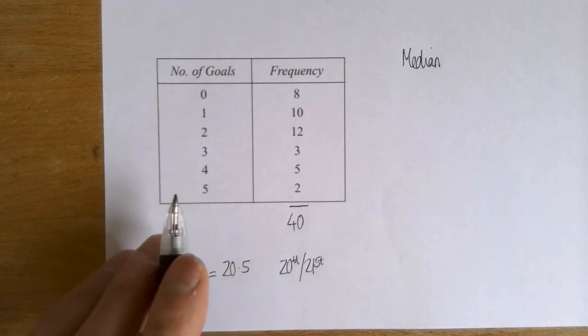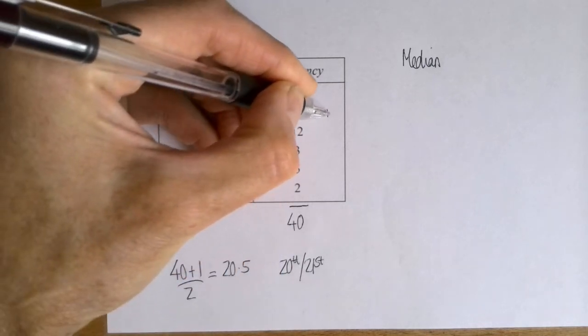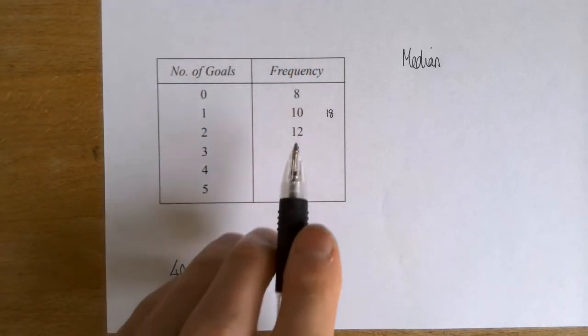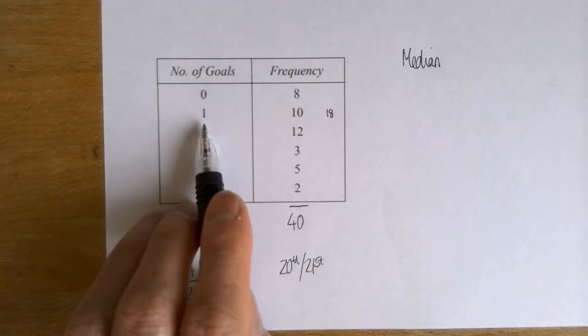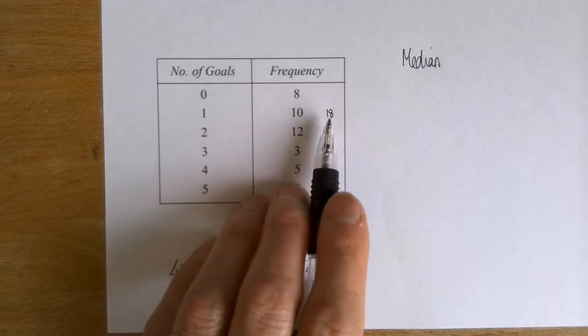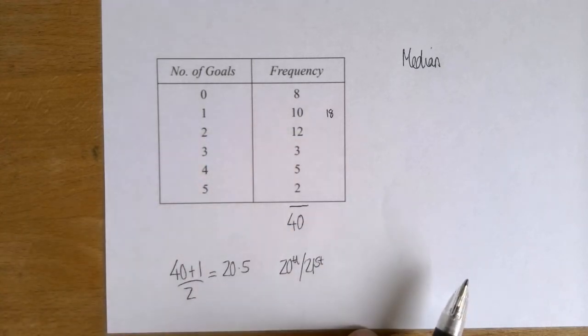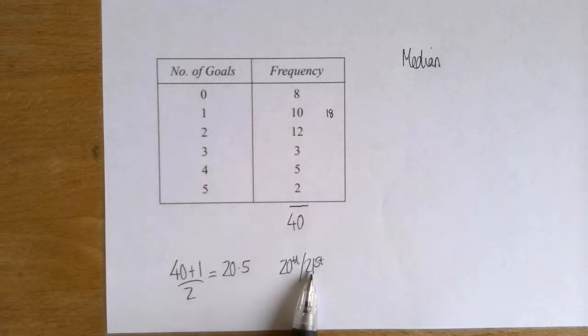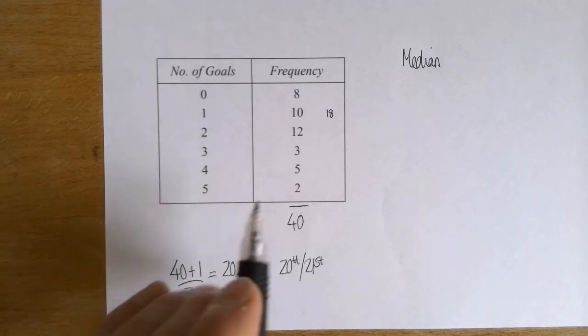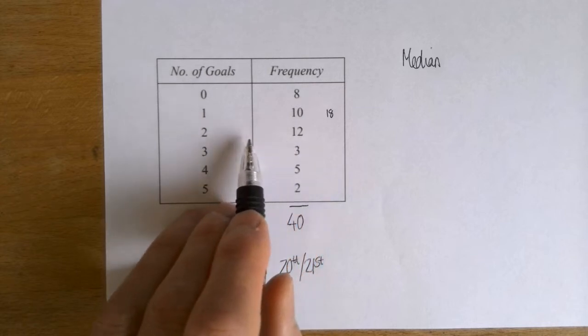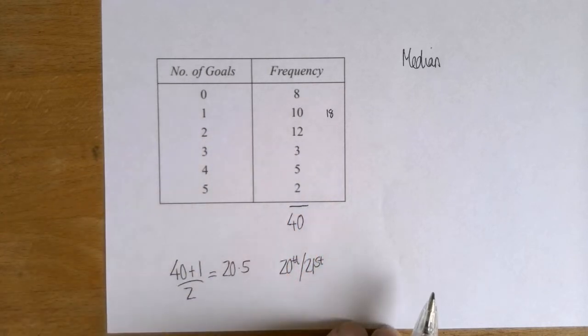How many games is that altogether then? 8 and 10. So that's 18. So by the time I get to the end of the games with 1 goal scored, I've got through 18 games. Have I got to the 20th and the 21st game? I haven't. So I've got the 8 games with no goals scored first in my line, then the 10 games with 1 goal scored, and now I've got the 12 games where we had 2 goals scored.